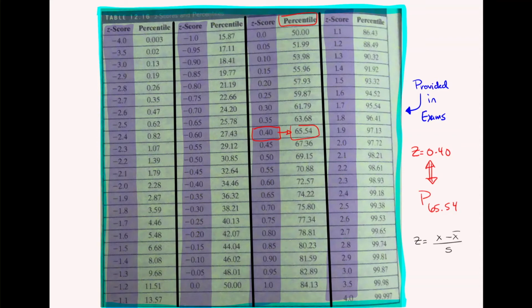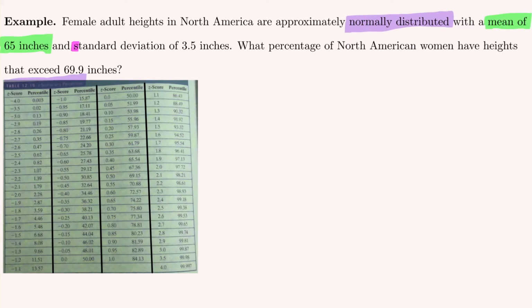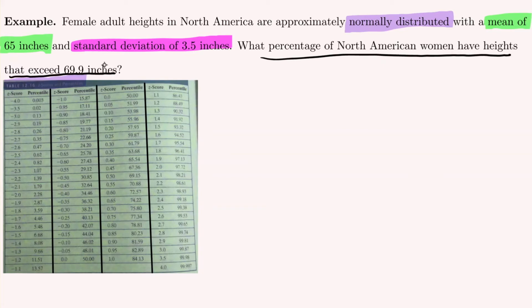Let's see how we can apply this to some examples. Our next example says that female adult heights in North America are approximately normally distributed. And once we read that they're normally distributed, we know that our earlier chart that relates z-scores and percentiles applies in this situation. We're told that the mean is 65 inches and the standard deviation is 3.5 inches. Now we're asked what percentage of North American women have heights that exceed 69.9 inches. So 69.9 inches is our data value of interest.